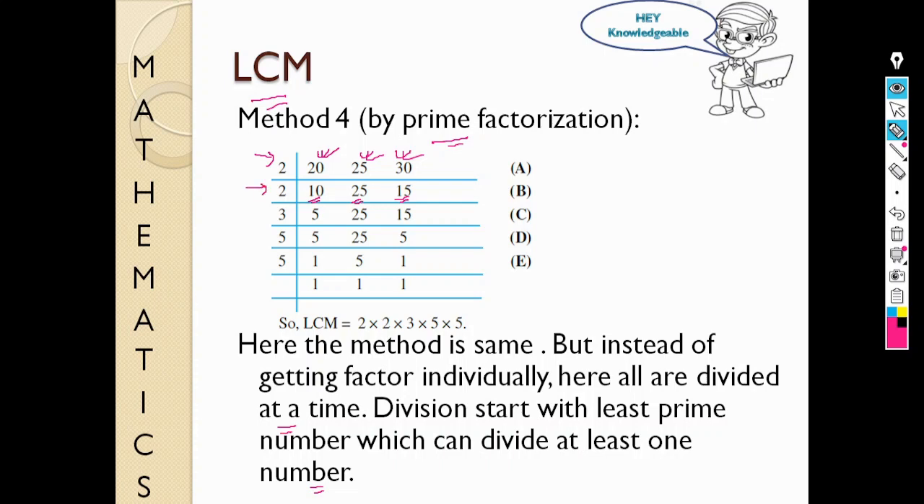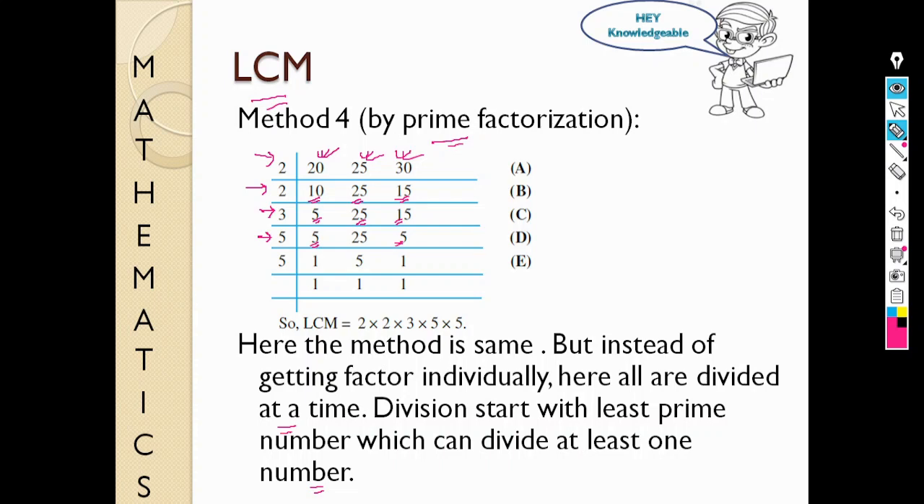Then again, whatever quotient comes, we'll try to divide with 2. Here we can see 10 can be divided and we will get 5. The rest of the two numbers, 25 and 15, we can't divide, so we'll keep them as they are. Right now we have 5, 25 and 15. We can't divide them by 2, so we have to move to the higher prime number, that is 3. We know that by 3 we can divide 15. So we will divide it and get the quotient 5 here, and the rest of the numbers we can keep as they are.